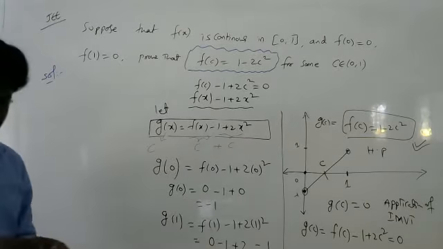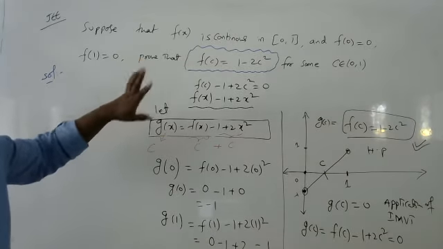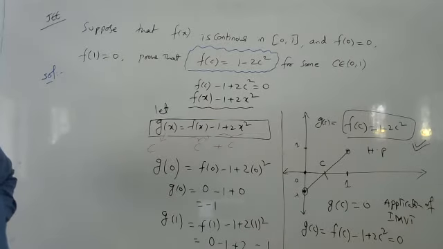Hence proved. You had to prove f of c is equal to 1 minus 2c square, and we have proved it by the IMVT theorem. Did you understand?